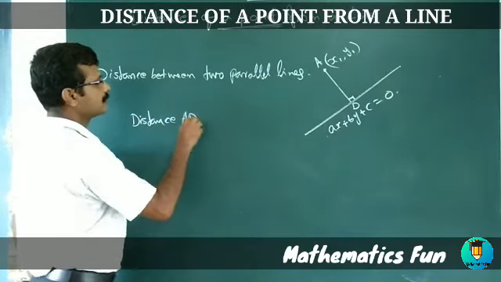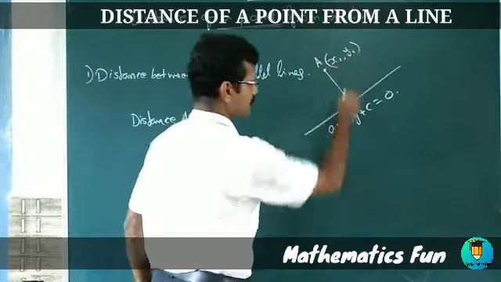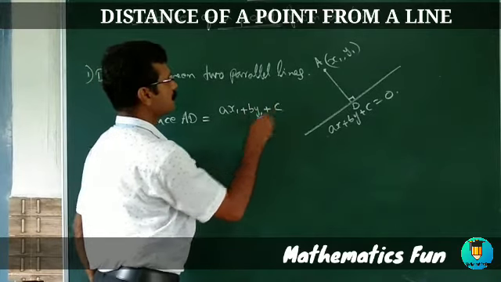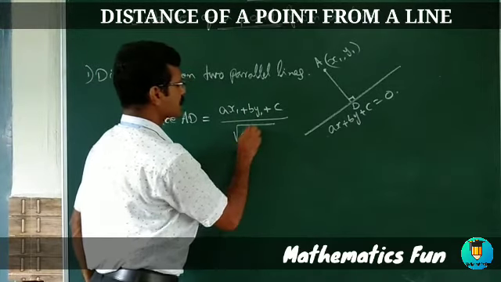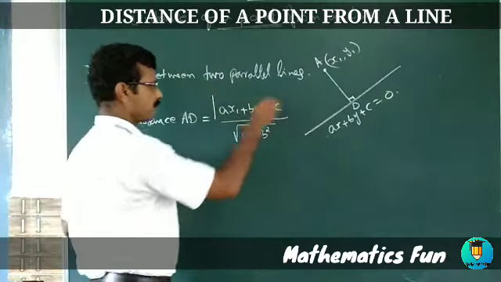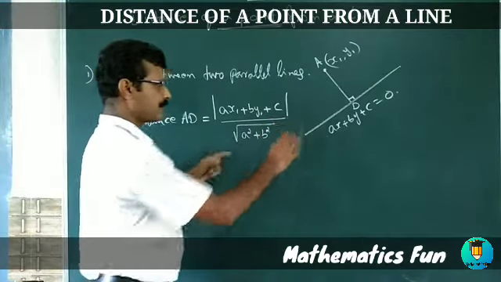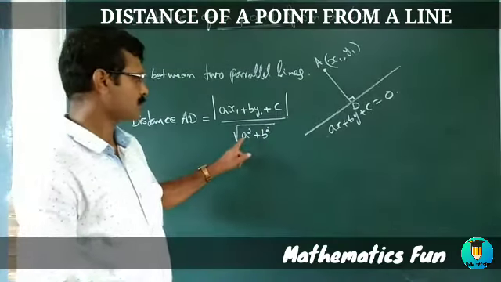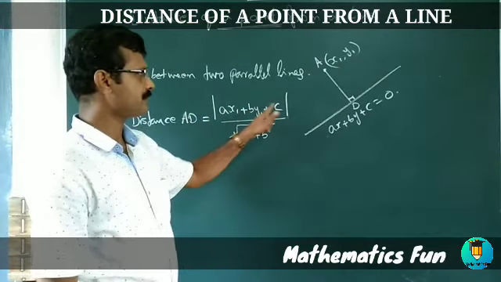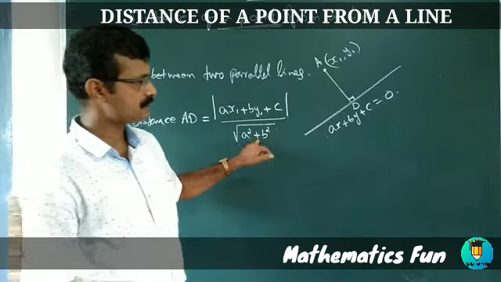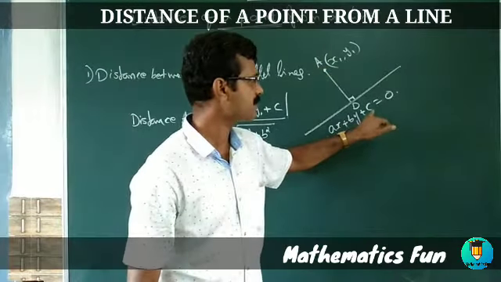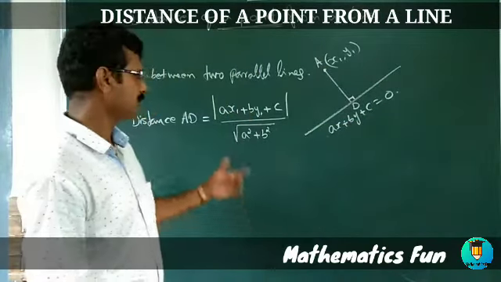Distance AD is equal to, what you have to do, just substitute this point here. That is ax1 plus by1 plus c divided by under root a square plus b square. Distance means always positive, so we will write the absolute value sign only in the numerator part, since the denominator is always positive, because it is the square root of a real number. So this is the absolute value of ax1 plus by1 plus c divided by under root a square plus b square. This is the formula for the distance of the point A from the line ax plus by plus c is equal to 0. Very easy to remember.